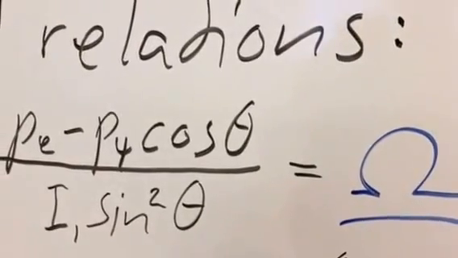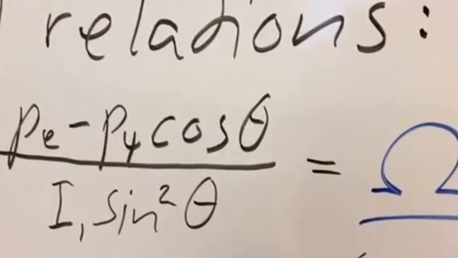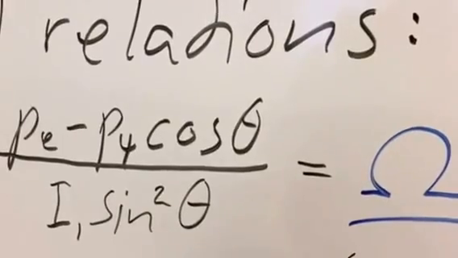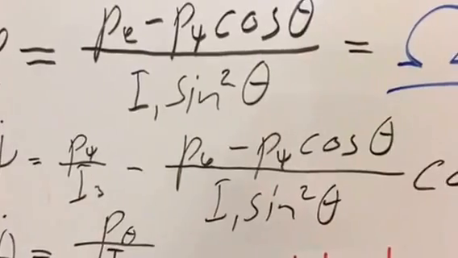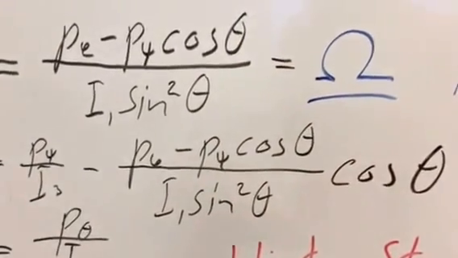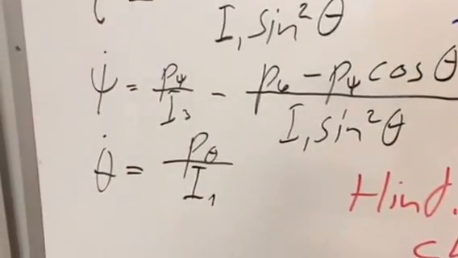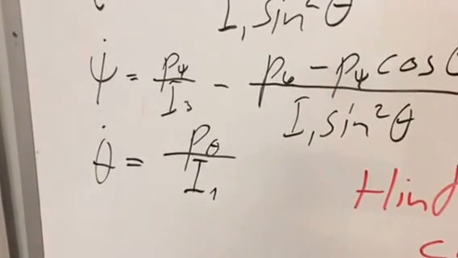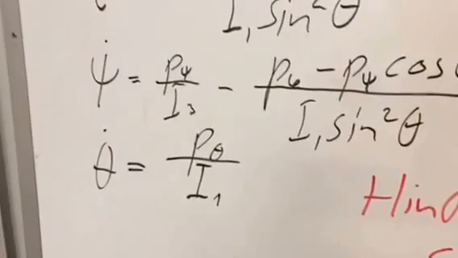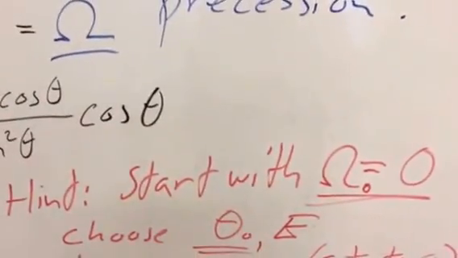So if you start from precession angular velocity, you get a relation between these two momenta and the angle. Then there's also this angular velocity around the symmetry axis that can be related to these two momenta and the tilting angle. And then there's a simple relation between the angular tilting velocity and the corresponding generalized momentum. Well, I give you one hint, and I hope you can find it useful.